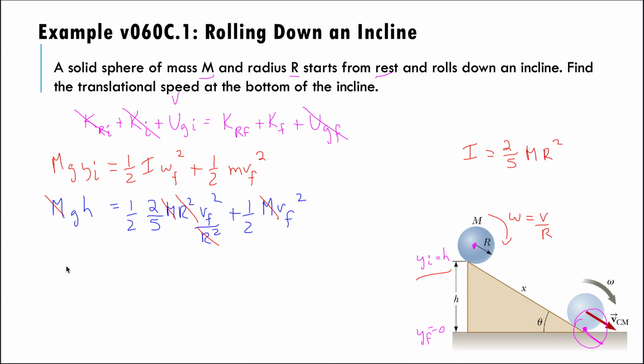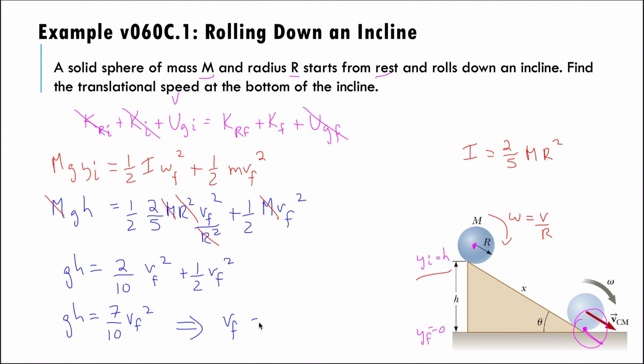We have gh equals 2/10 Vf squared plus 1/2 Vf squared. So gh, so 2/10 plus 5/10 equals 7/10 Vf squared. Now we can go ahead and solve for Vf.